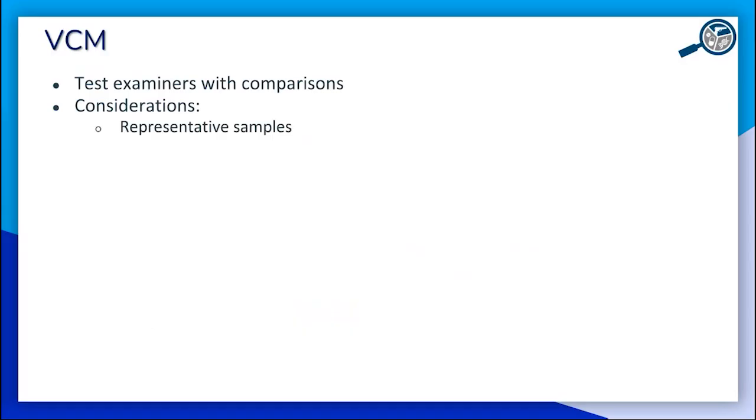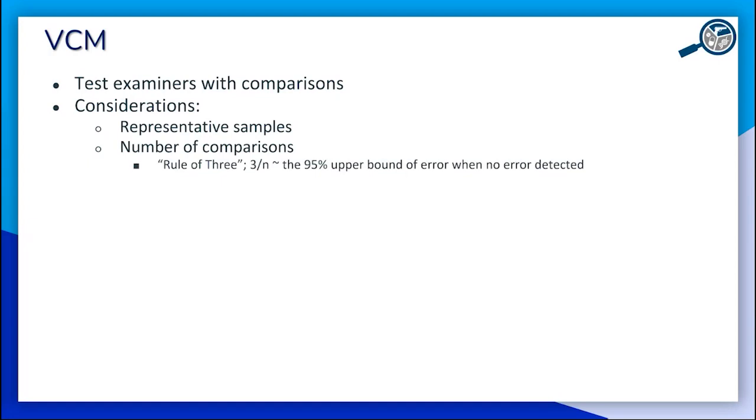Same concept, we should use representative samples that are casework-like. How many comparisons should we be doing? Alan's going to talk more about this, but there's the concept of the rule of three, which provides some sense of what your error rate would be if no errors were detected.